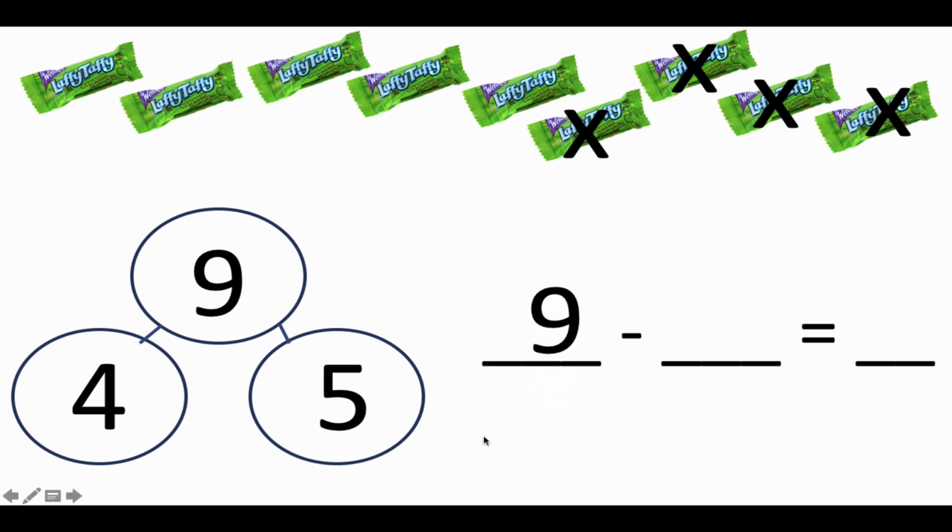So my number bond would say 9. That's what I started with. I crossed out 4. Therefore, I have 5 left. Friends, you don't have to write it down, but what would a number sentence be that would match this? 9 minus what equals what? Yes, 9 minus 4, which is what I crossed out, equals 5, the other part.